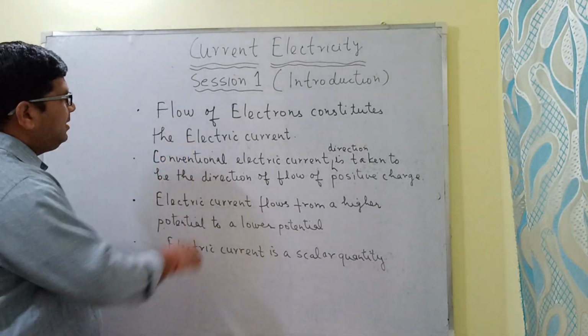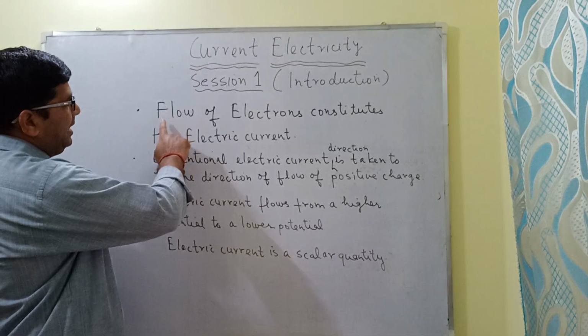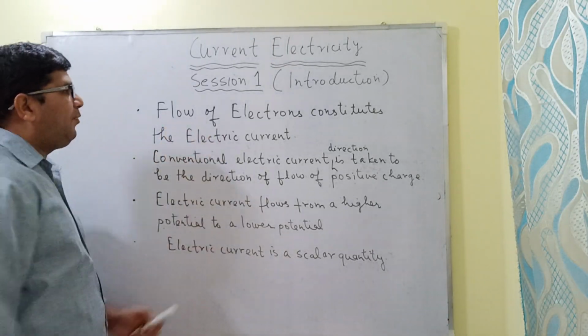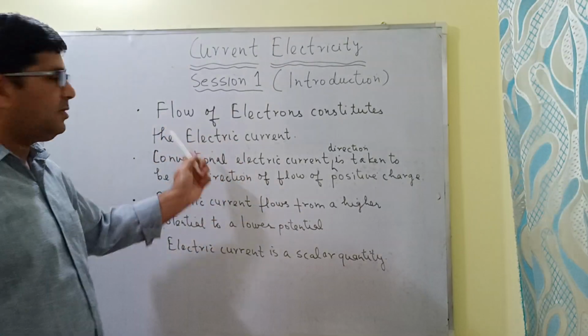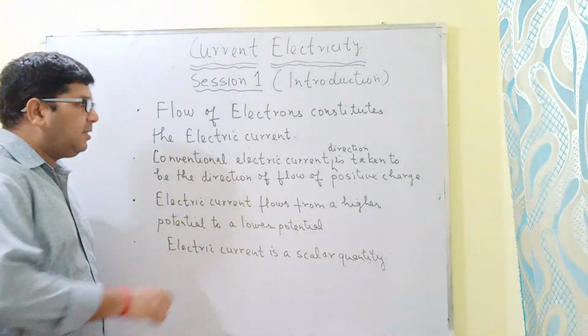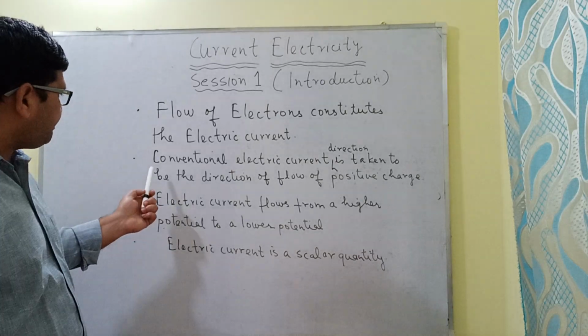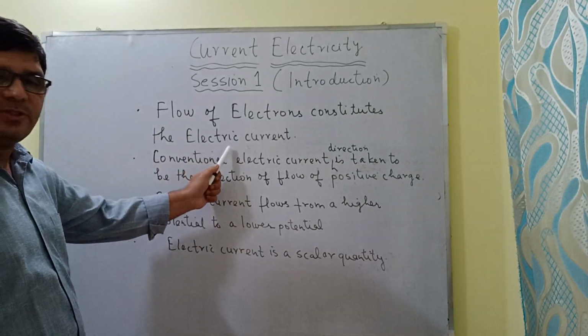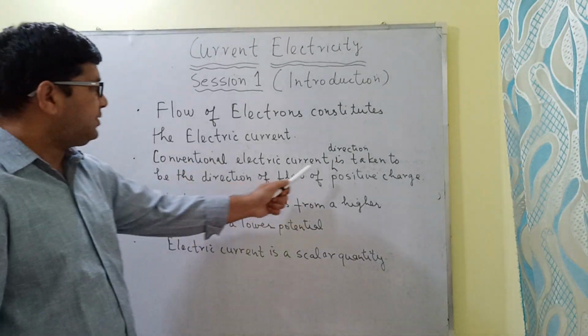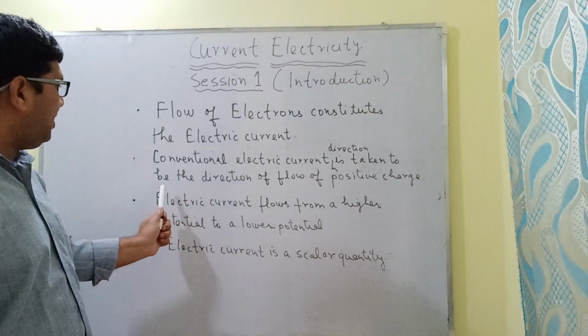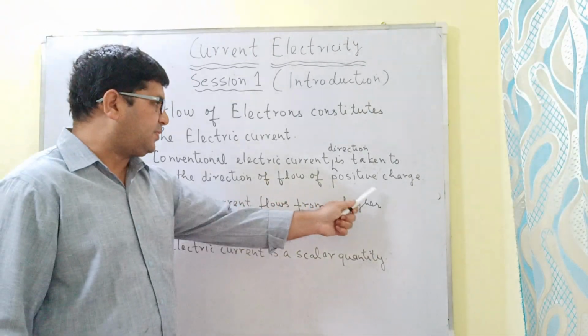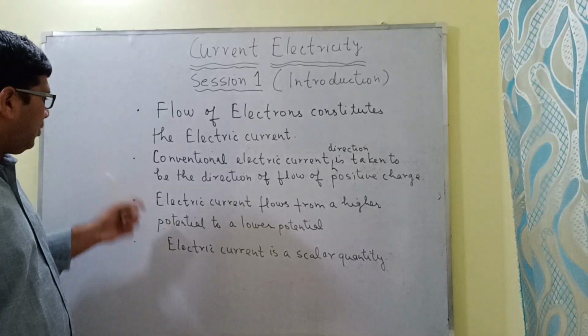So, what is electric current? Electric current is basically the flow of electrons. So when the electron flows in a conductor, the electric current is generated. The second point is that the direction of this conventional electric current is taken to be the direction of flow of positive charge.